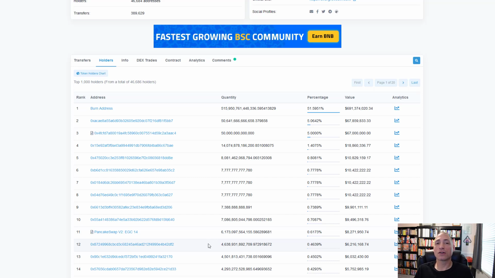Other wallets that are excluded are the dev wallets. I don't have those. The marketing wallet, I don't have that one. And then also the airdrop wallet. So those are all the wallets that are excluded. Now let's go ahead and see what that does.